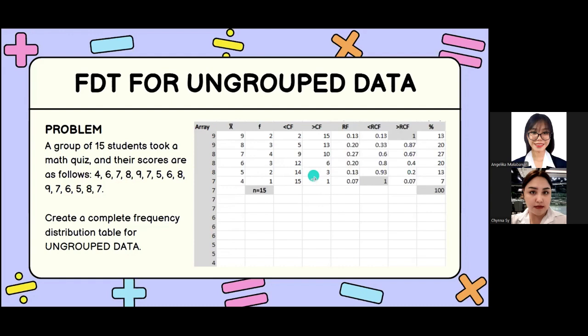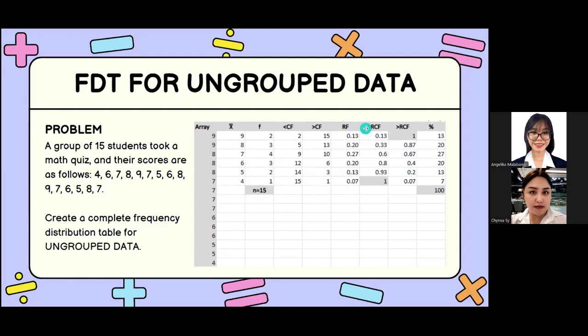Then, to make sure that the values we got for both less than and more than CF, yung last value na na-solve natin, dapat match siya sa n, which is in this problem 15. So this is 15 and this is 15. Therefore, the values we got for CF are correct.